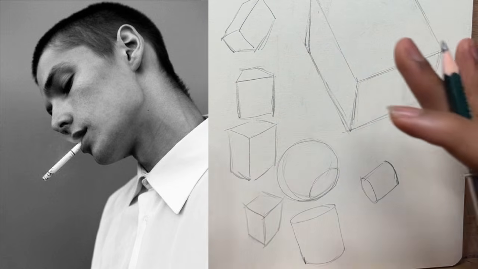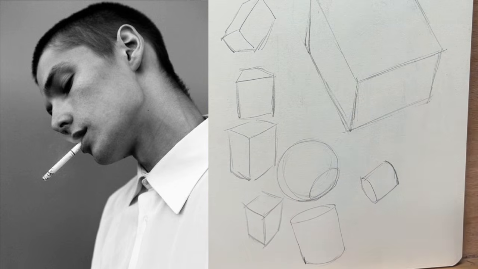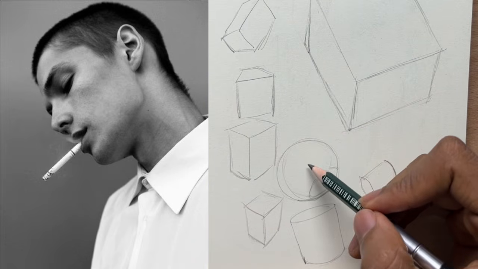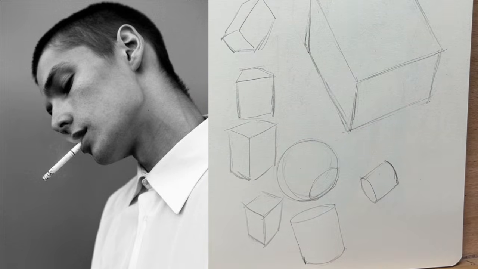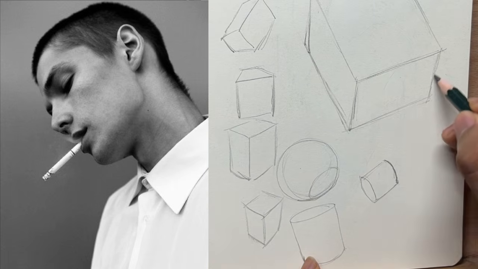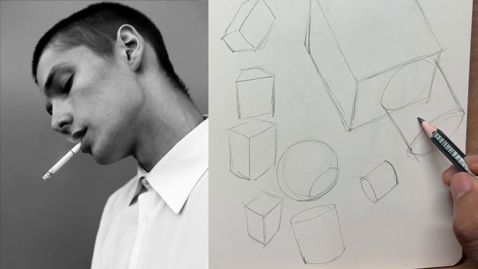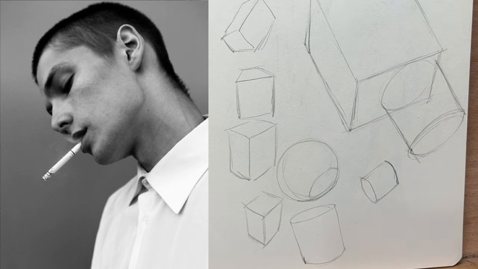Now, there are three ways you can simplify the head into a simple 3D form. The first one is by drawing a boxy shape. The second one is drawing an oval, and the third one is to draw a cylindrical shape. You can use this cylinder to draw the neck because the neck is more like a cylinder. This is one of the best ways you can draw the head in perspective.